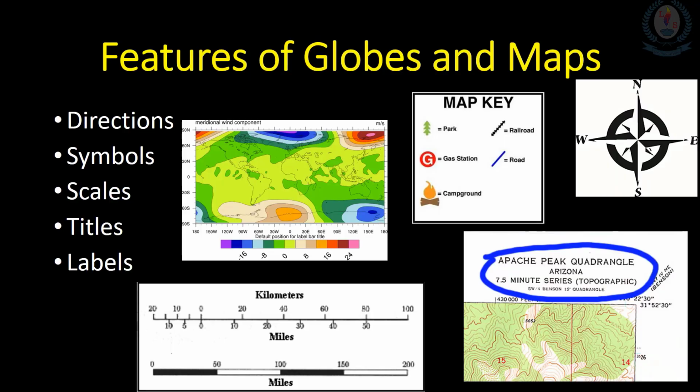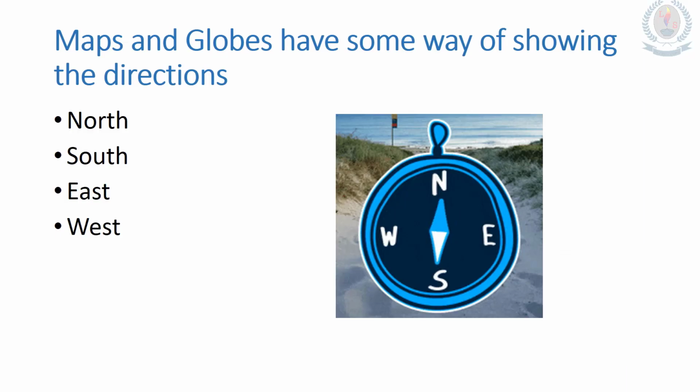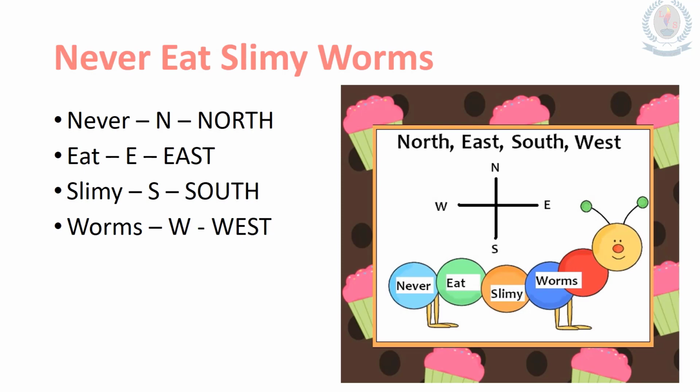Maps and globes have many of the same features. They are directions, symbols, scales, titles and labels. We'll discuss one by one in next slides. This picture shows a compass. A compass is used to display the orientation of the cardinal directions north, east, south and west and their intermediate points. This picture shows one way to remember directions of the compass.